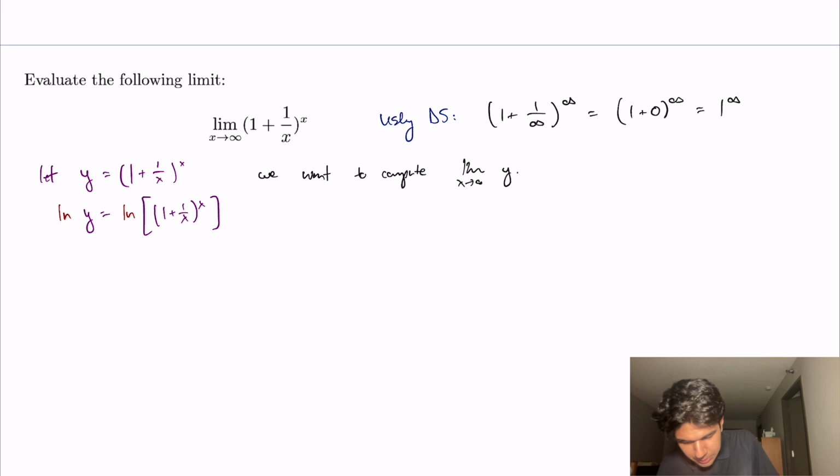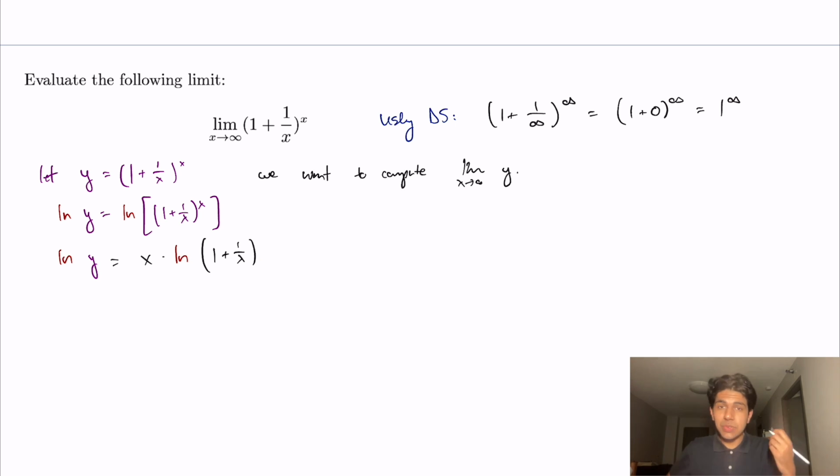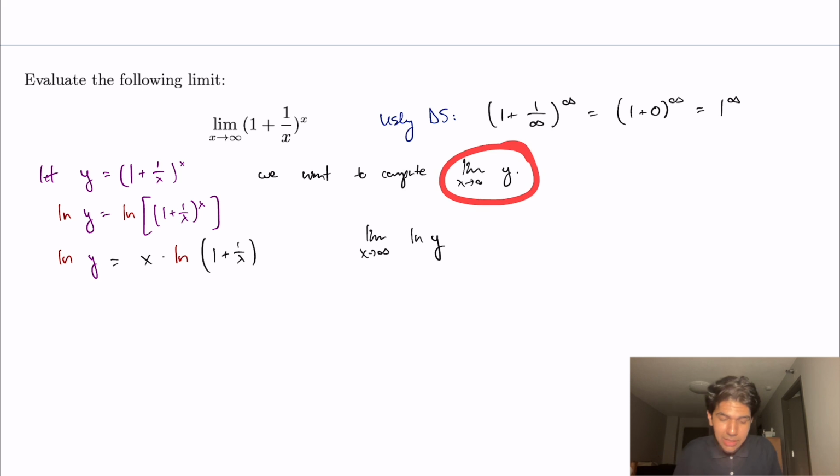So on the left-hand side, we still have ln of y. And on the right-hand side, we can rewrite this as x times the natural logarithm of 1 plus 1 over x. Okay, so now let's consider if we took, hypothetically, the limit as x approaches infinity of the natural logarithm of y. Remember, we were looking for the limit as x approaches infinity of just y. And let's say that that is equal to a.